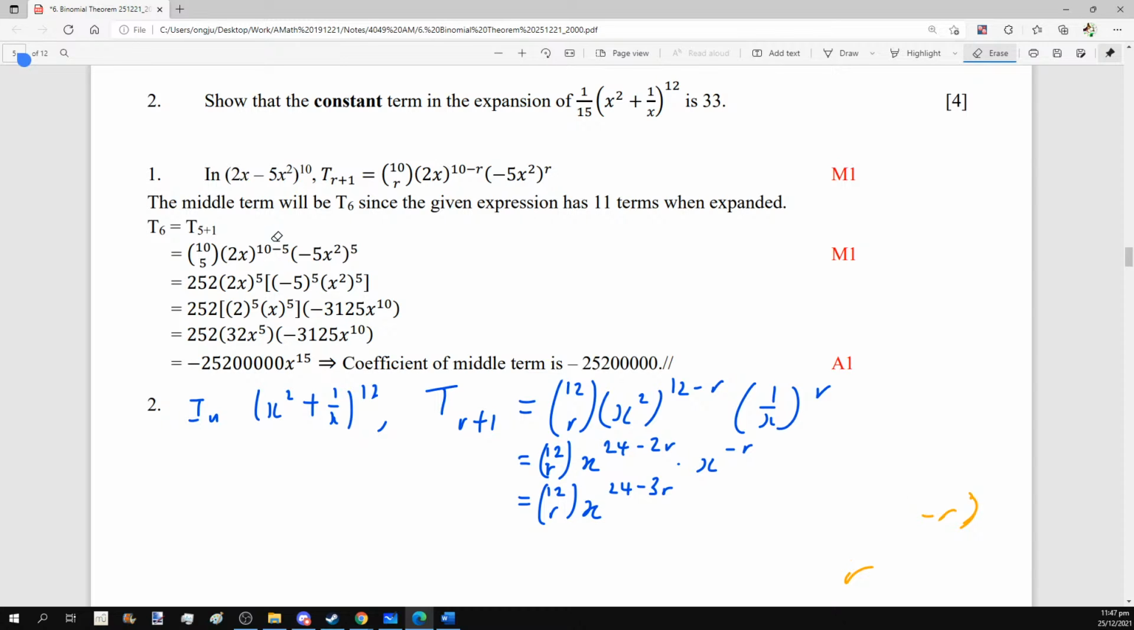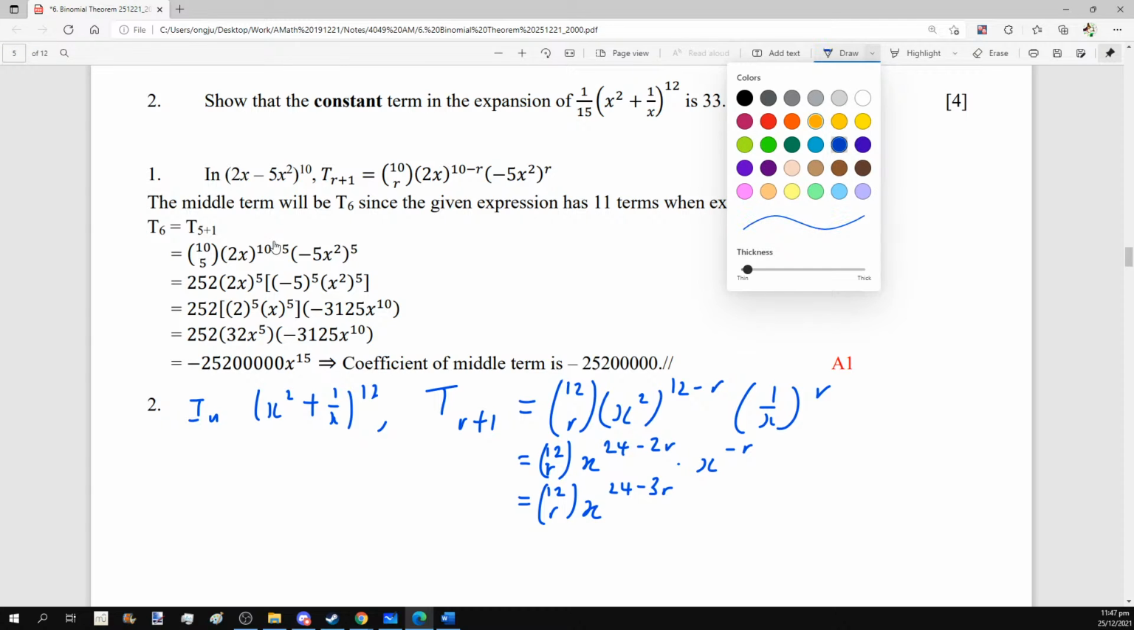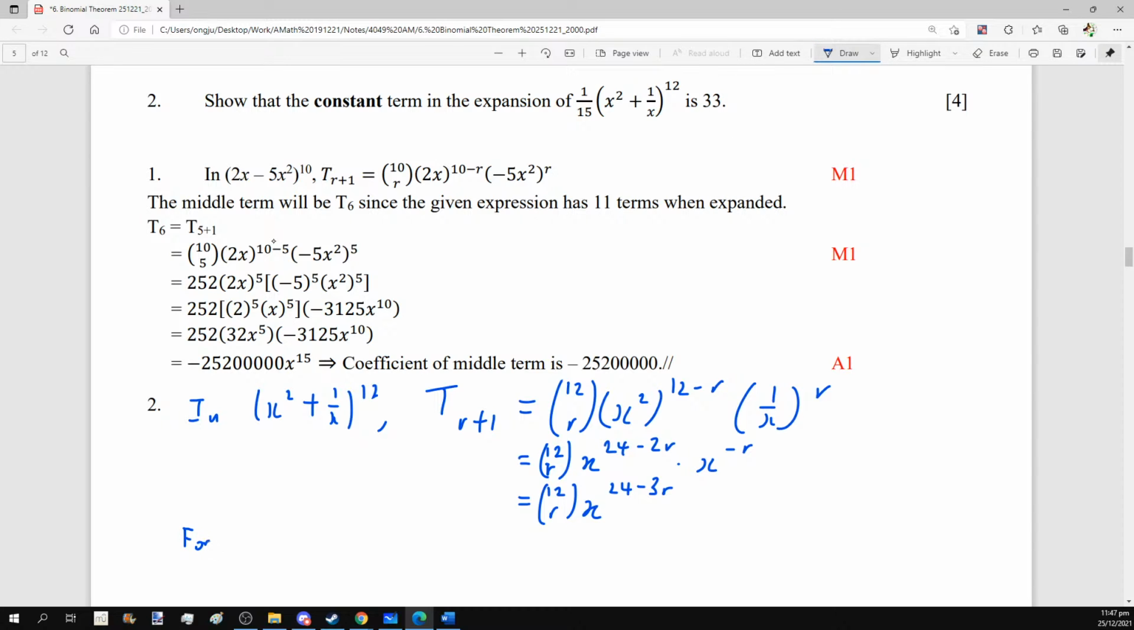Alright, now that we are at this stage, we can go on to ask ourselves, what is the question looking for? We're looking for a constant. So I'm going to tell them, for a constant, what does it mean? A constant means we have the number only, the coefficient only. There is no algebra. So you can imagine it as x to the power of 0, because we know that is equal to 1, which is a constant. So the power, which is 24 minus 3r, must be 0, implying that r equals 8.